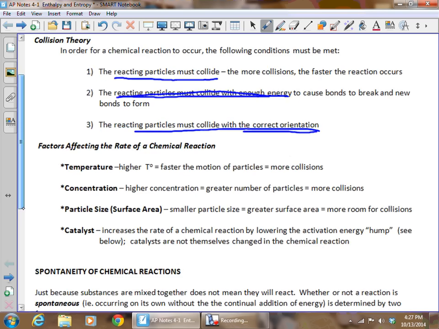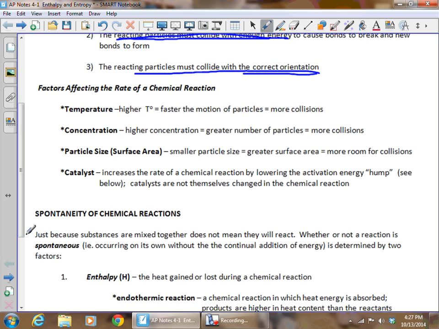Now, factors that affect the rate of a chemical reaction, temperature. Think about it. The higher the temperature, the faster the particle is going to move, so you're going to get more collisions. All of these are based on collisions. Concentration. The higher the concentration, that simply means there are more particles per area. Therefore, they're going to collide more often. So once we get more collisions, we get a faster reaction rate.